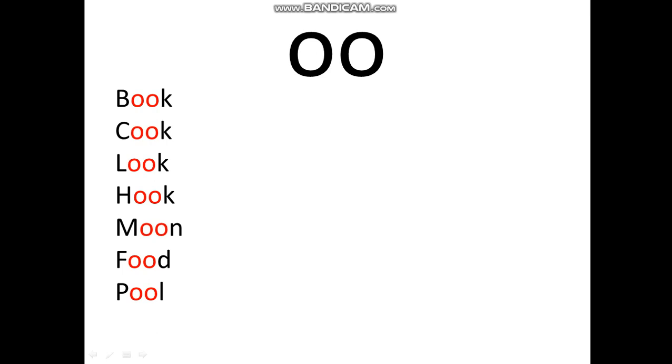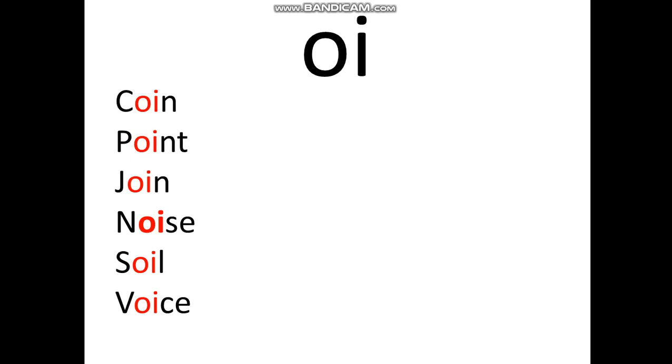Okay, the next one. M, oo, moon, moon. Very good. The next one, f, oo, food, food. Okay, the last one, p, oo, pool, pool. Very good. Now, after we spell, can we read it all together? Book, cook, look, hook, moon, food, pool. All right.